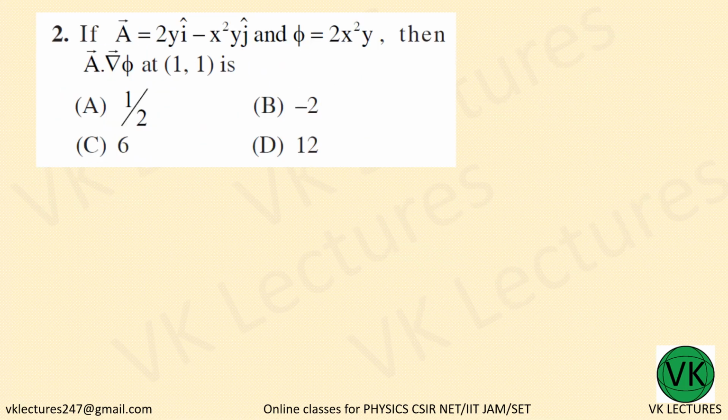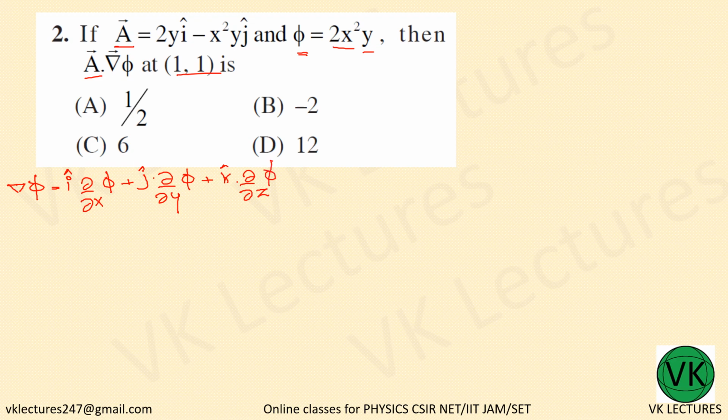Okay, the second question. If vector A is equal to 2y i minus x square y j and phi, this is a scalar, 2x square y, then what is A bar dot del phi at 1 comma 1. Now just let us find out what is del phi. Del phi is equal to i cap into dou by dou x of phi plus j cap into dou by dou y of phi plus k cap times dou by dou z of phi.